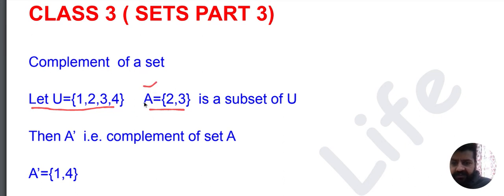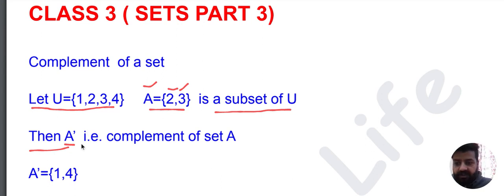First look at this subset A. Set A, a subset of the universal set, contains two elements. One element is 2 and the second is 3, and he asks what is A dash, where A is a subset of U. And what is A dash? A dash is nothing but the complement of set A. So we have to find out A dash or the complement of set A. Complement of a set is denoted by A dash.